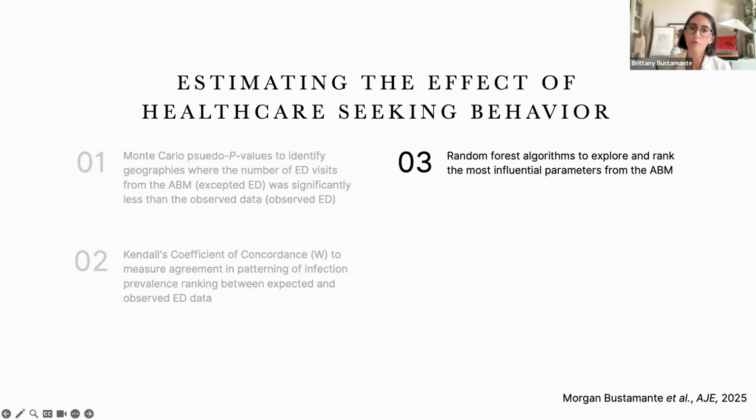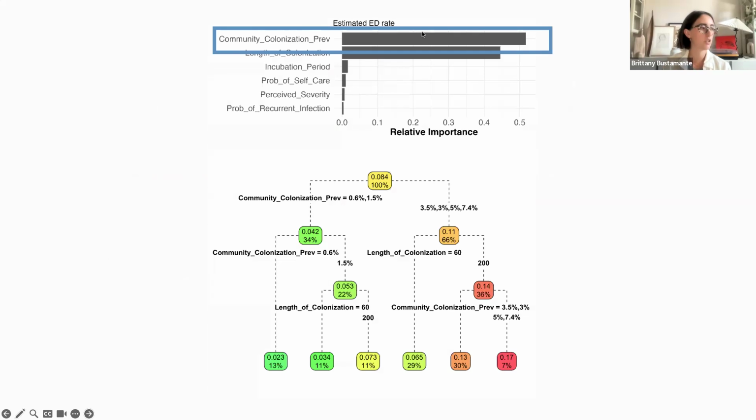Then I used random forest algorithms to explore and rank the most influential parameters from the ABM. So random forest algorithms identified community colonization as an influential variable. And unfortunately, there's a lot of uncertainty in this value, which, like I mentioned, is the population at risk. So we don't have a really good understanding of what proportion of the population carries MRSA on their skin, since you can carry it and not get an infection, and there's just not a lot of random sampling being done in the community. So like I mentioned, to try and address this, we started with a value pulled from NHANES for the years where they did do random sampling in the community, and then we varied that until the overall aggregated infection rate for the entire study area was similar to the observed data.